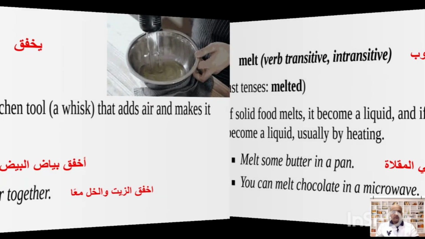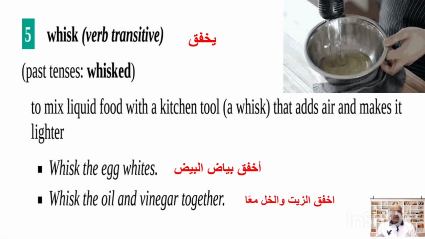Number 5, whisk. Be careful about the letter H in this word, it's silent. We don't say whisk with an H sound, no. It's a transitive verb also. The past tense of whisk is whisked, which means to mix liquid food with a kitchen tool that adds air and makes it lighter.